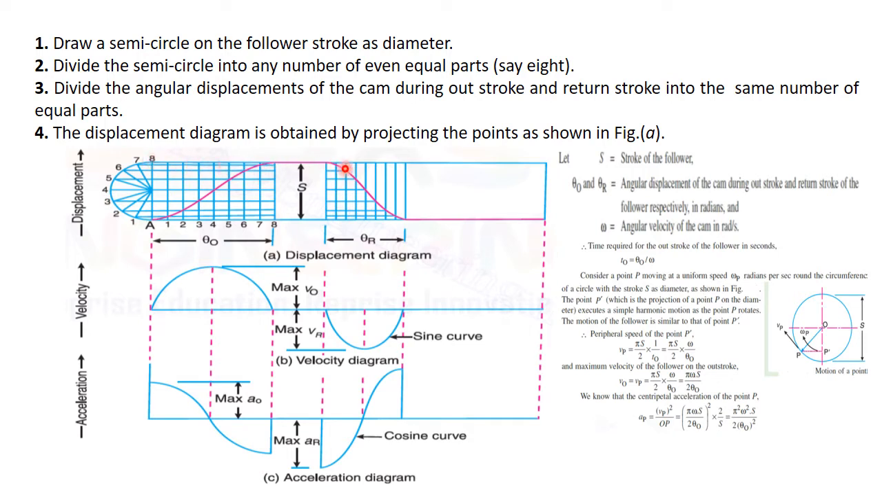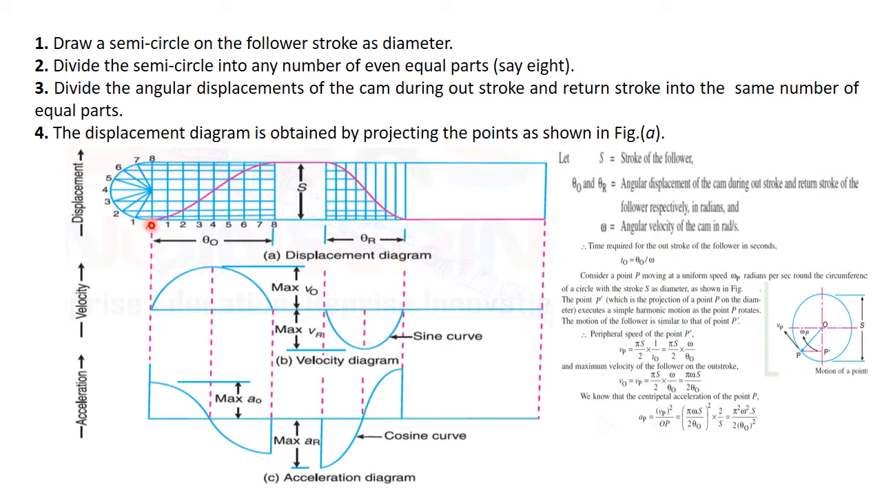This length is extended towards the right, both up and down. Again we draw the length of the out stroke and return stroke. It means how much angle is rotated by the cam during the out stroke and how much angle is rotated by the cam during the return stroke. First we have scaled them: theta naught and theta r.